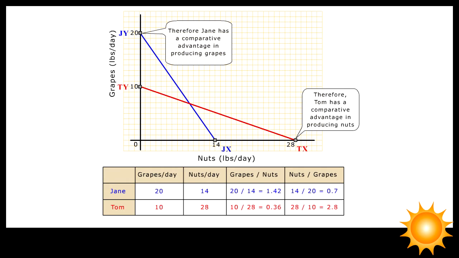So in this two goods economy, Jane has a comparative advantage in producing grapes because of her lower relative cost of producing grapes in terms of nuts foregone. And Tom has a comparative advantage in producing nuts because of his lower relative cost of producing nuts in terms of grapes foregone. The different relative slopes of the two production functions therefore graphically illustrate the different relative costs of producing grapes and nuts between the two workers.